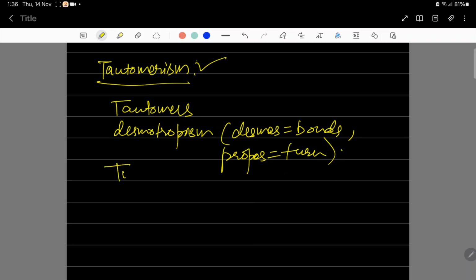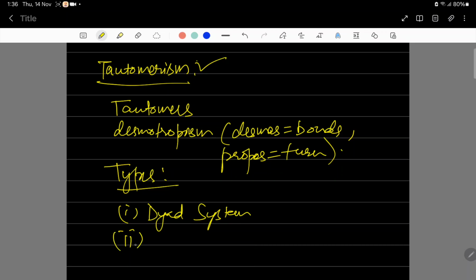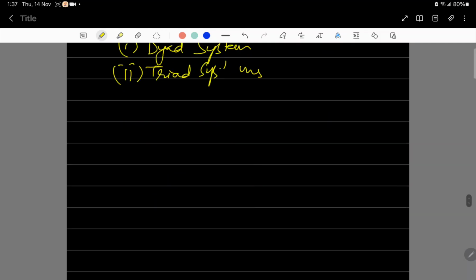Types. Tautomerism is of several types. The two important types are the diad system and second is the triad system. First one is the diad system.